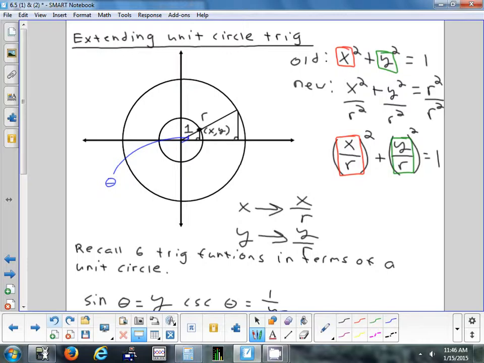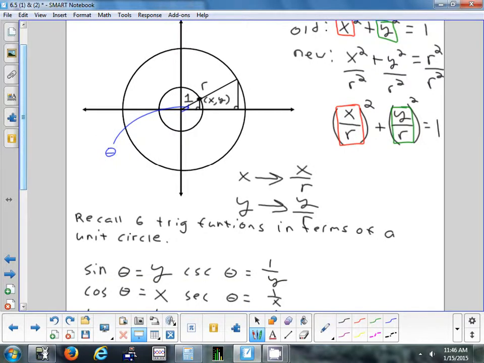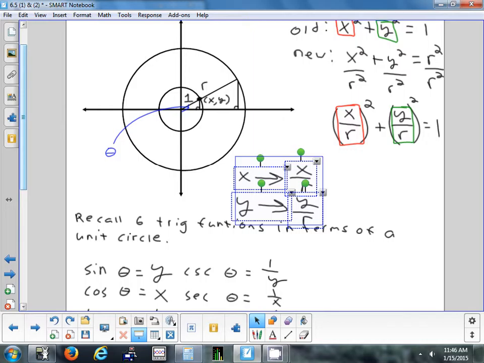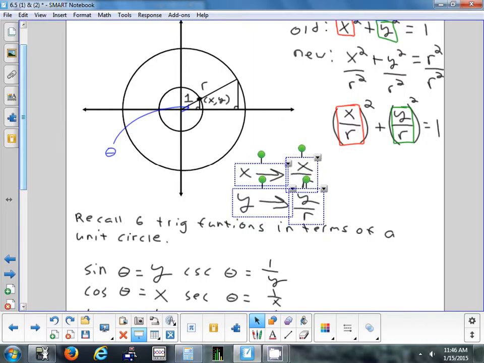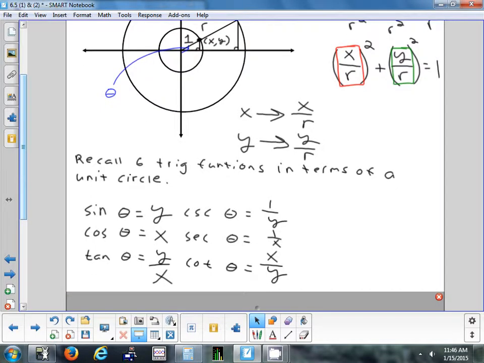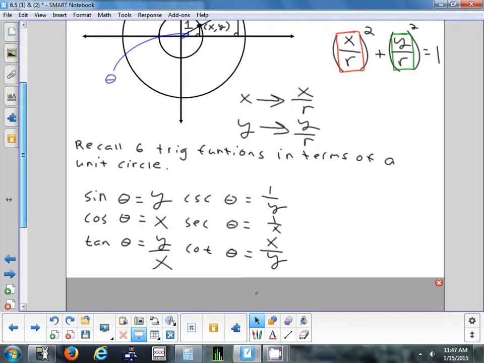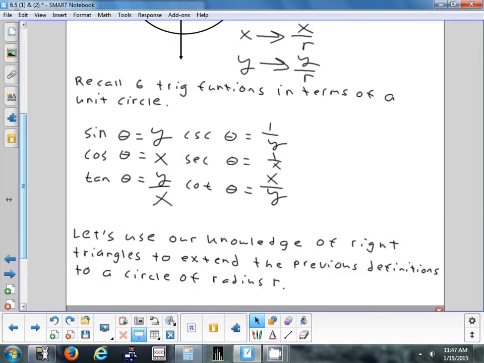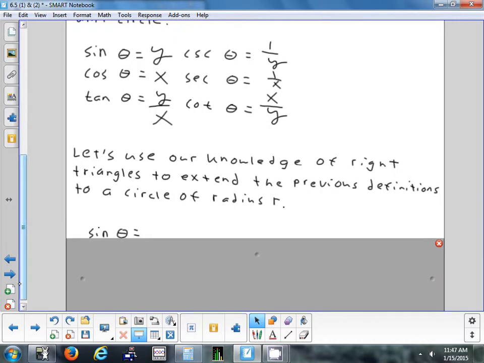So, if you take what I just said and apply that idea to all 6 formulas right there, you will get the formulas that will work on not just a circle of radius 1, but on a circle of any radius. Change all your x's to x over r's. Change all your y's to y over r's. Okay, so let's try that. Let's try it with sine, cosine, and tangent and see what we get.